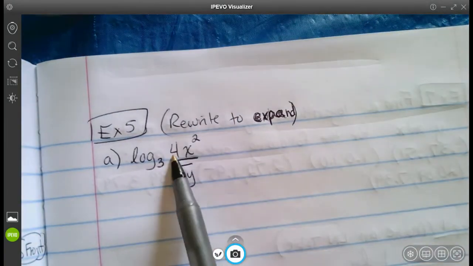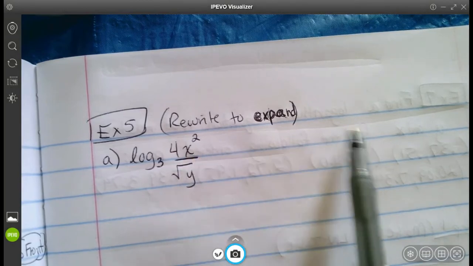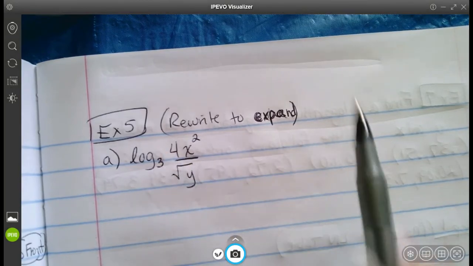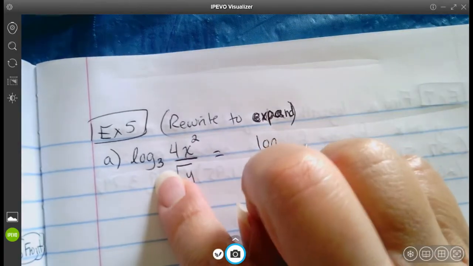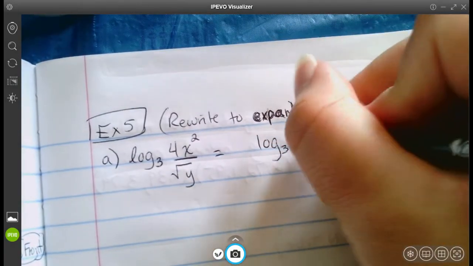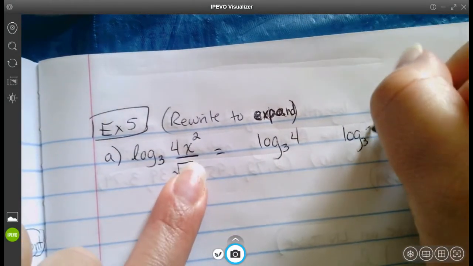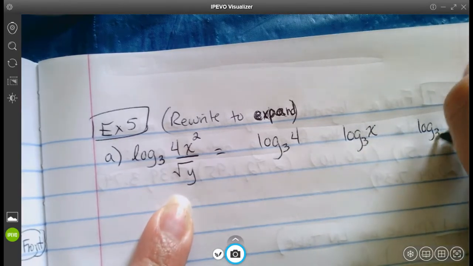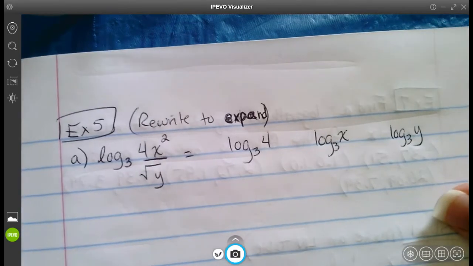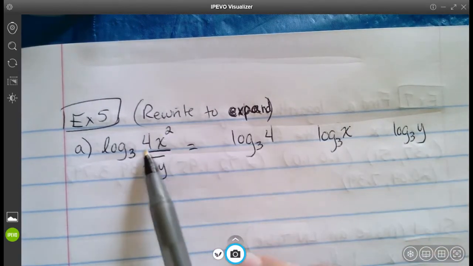I have a 4, an x, and a y. So that means I'm going to have 3 logs going on here. 3 different terms, 3 different logs. So let's go ahead and do that. We're going to have 3 logs, all with base 3. So log base 3 of 4, log base 3 of x. I'm not going to put the square, okay? And then log base 3 of y. So I have my 3 different terms here. Now I'm going to deal with whatever else is going on.